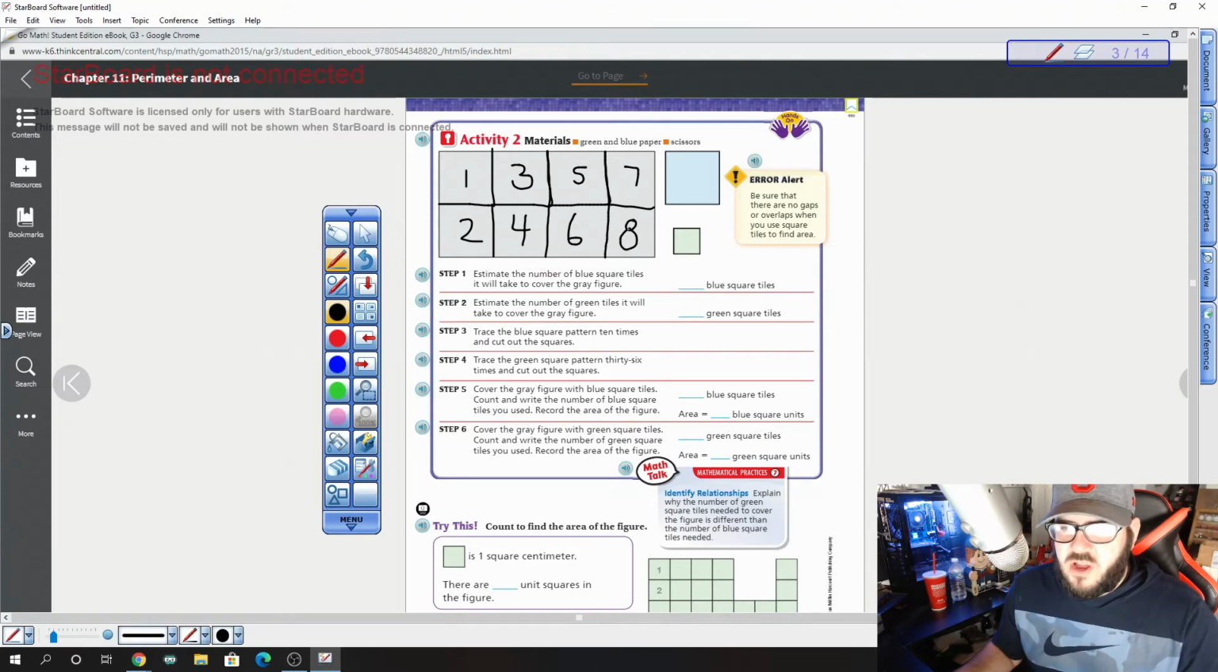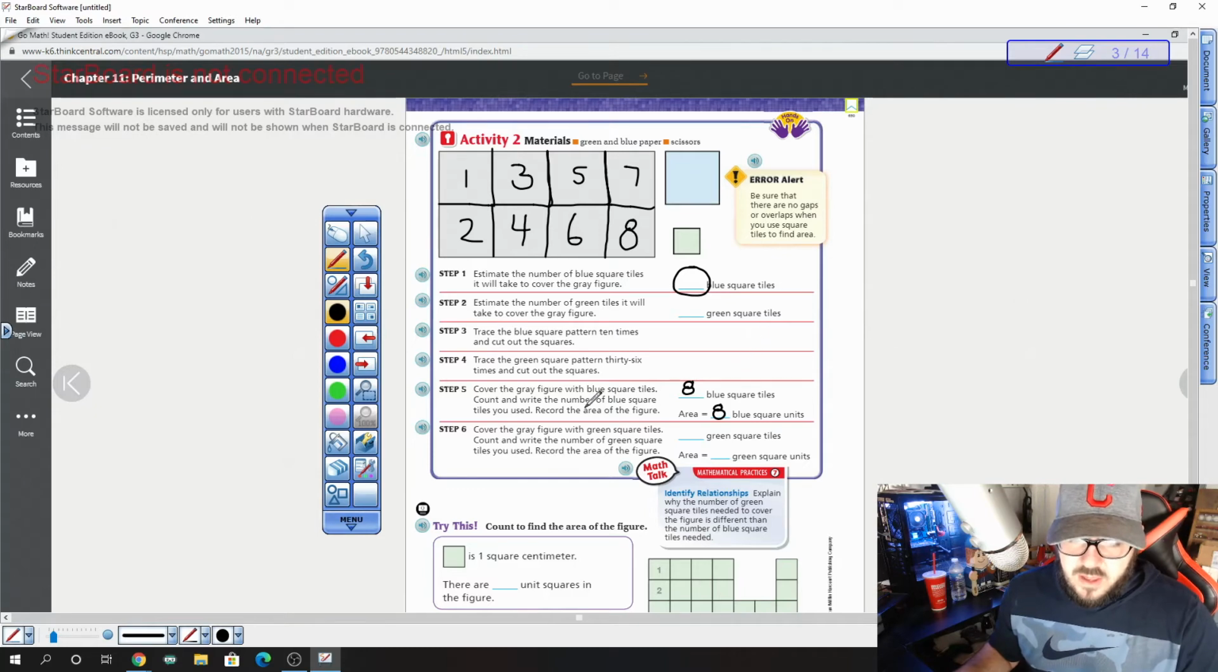Not perfectly drawn, but I think you probably can agree with me that this shape is about the same size as these shapes. I didn't make any of these too big or too small. Okay, they're pretty close. So how many blue square tiles did we use? Well, we had 8 blue square tiles, and that would be 8 blue square units for our area. Okay, so compare that to whatever estimate you put here and see if you're correct.